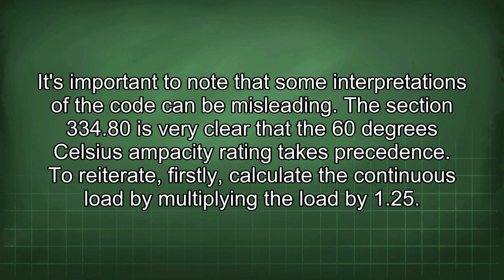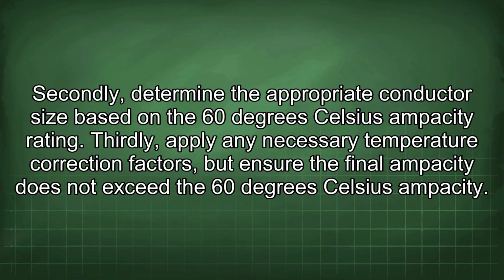To reiterate, firstly, calculate the continuous load by multiplying the load by 1.25. Secondly, determine the appropriate conductor size based on the 60 degrees Celsius ampacity rating. Thirdly, apply any necessary temperature correction factors, but ensure the final ampacity does not exceed the 60 degrees Celsius ampacity.